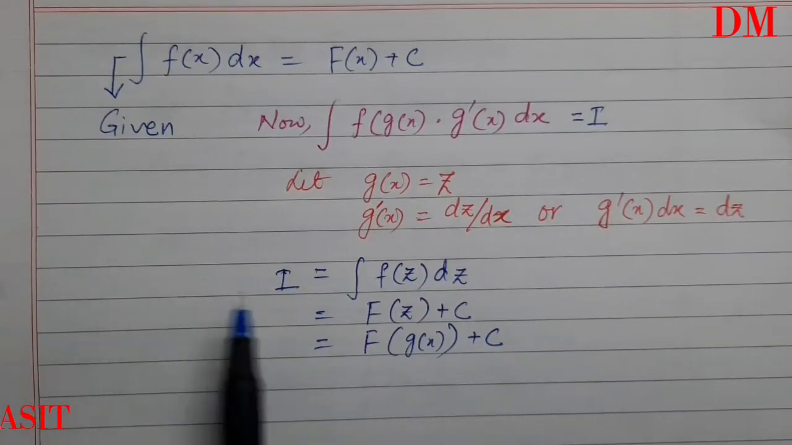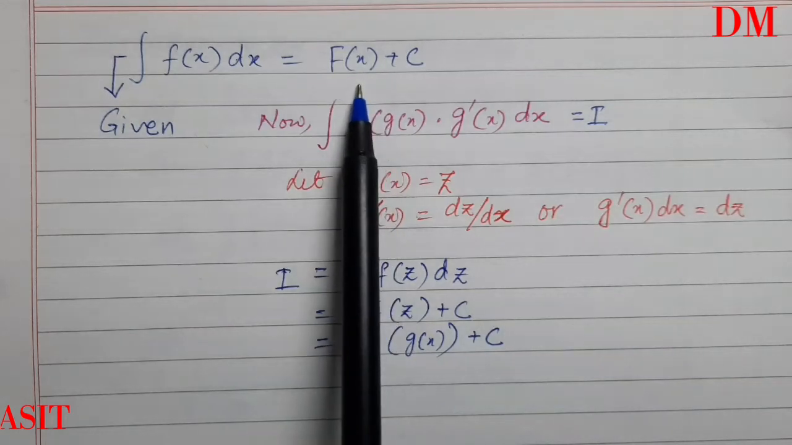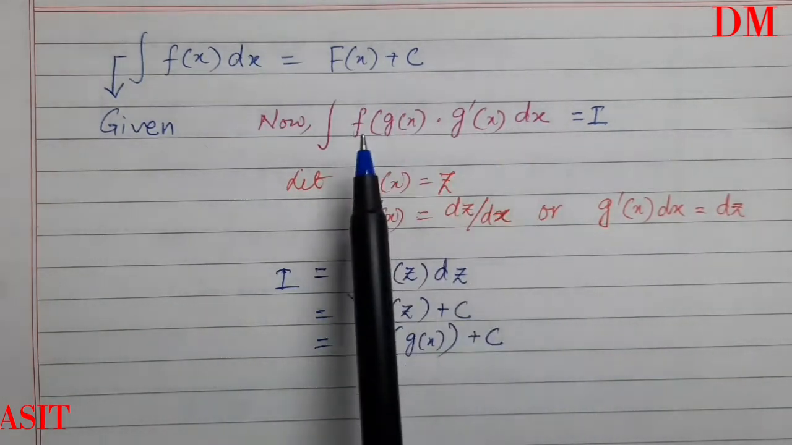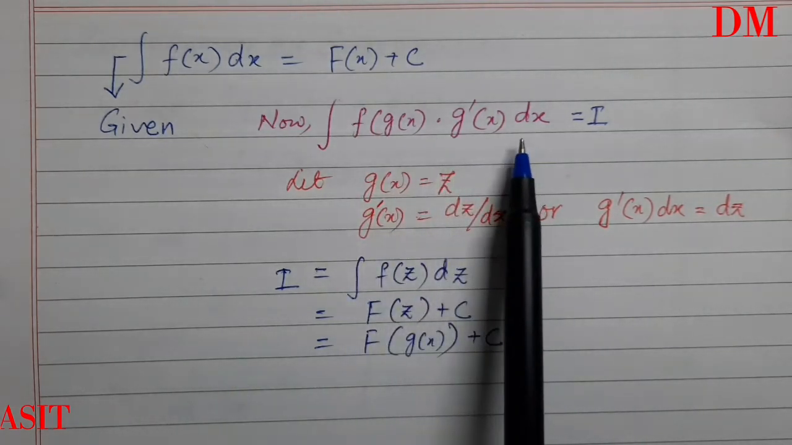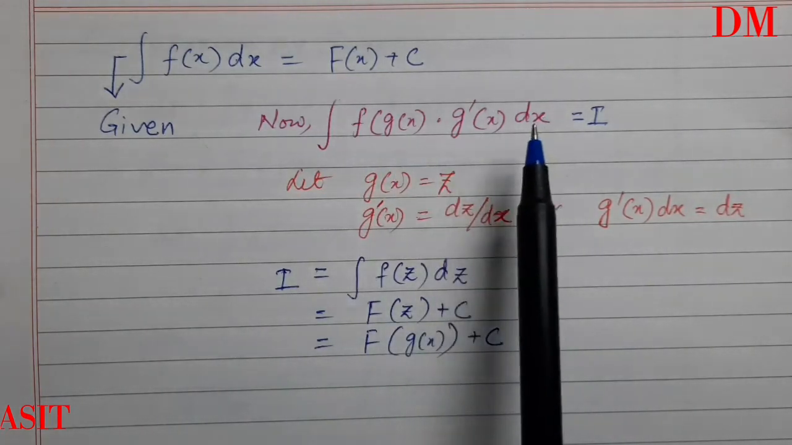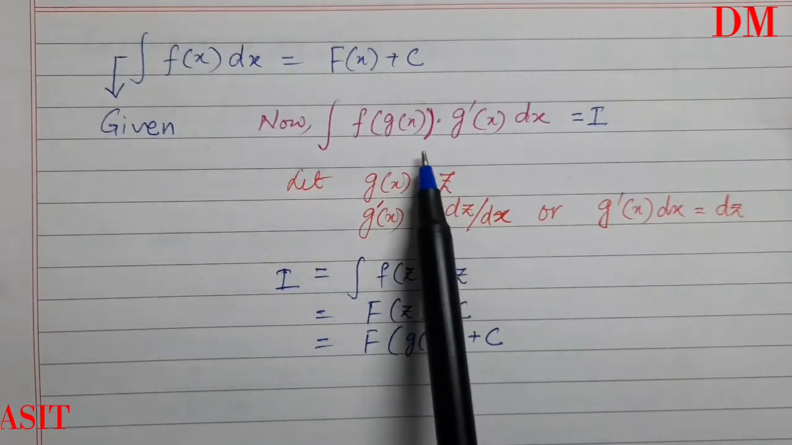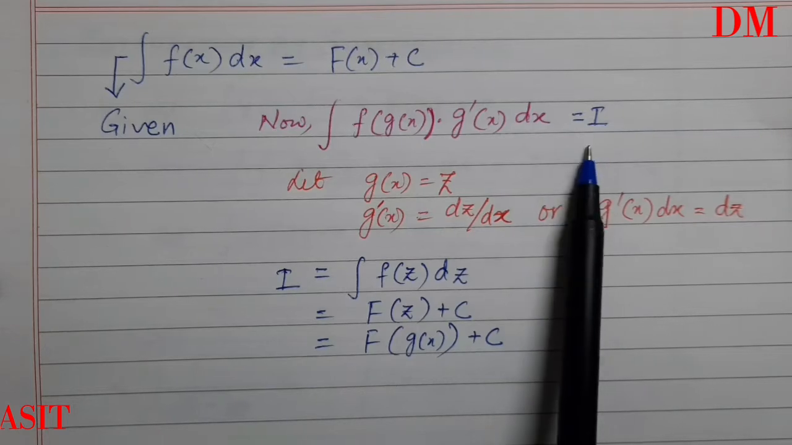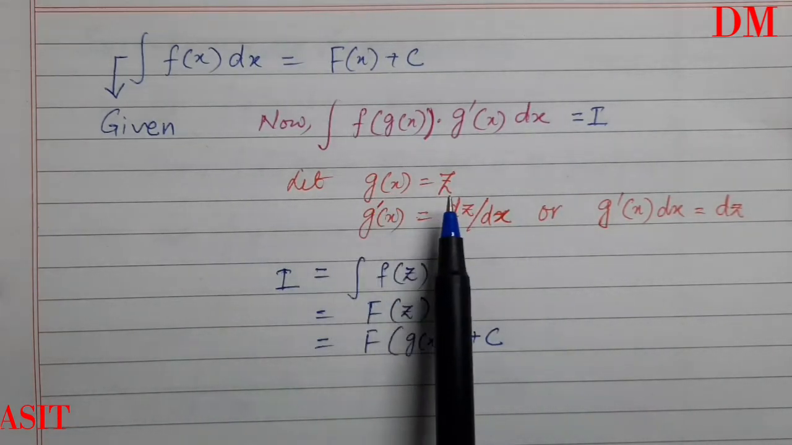So here we can see that given is integration f(x) dx is capital F(x) plus c. Now we need to find out the integration of f(g(x)) times g'(x), that is integration f(g(x)) g'(x) dx. So now let us suppose this one is the integration I. Okay, so in that case what will I assume? Let g(x) equal z.